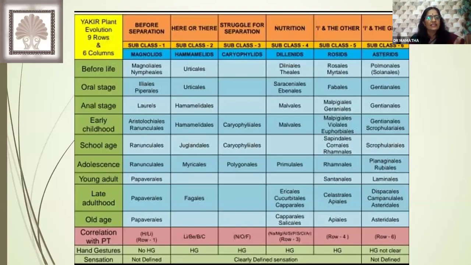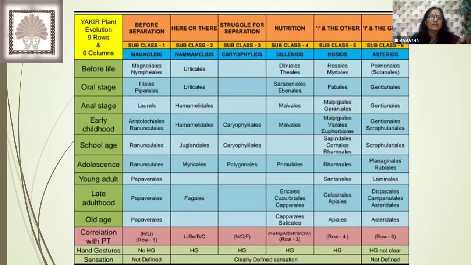These plant families are again divided within themselves according to the developmental stage of the Erik Erikson model, like before life, oral stage or anal stage, early childhood, school age. All these families belong to one or the other stage of development in this chart. So, you will find in subclass 1, magnolias in the womb stage. Oral stage would be covered by ileals and piperales. And then anal stage is covered by laurels, the camphora family. And the early childhood is covered by aristolochiaceae and ranunculales. And school age is covered again by ranunculales. Adolescence is covered by ranunculales, and young adult, late adulthood and old age is covered by papaverales, that is opium.